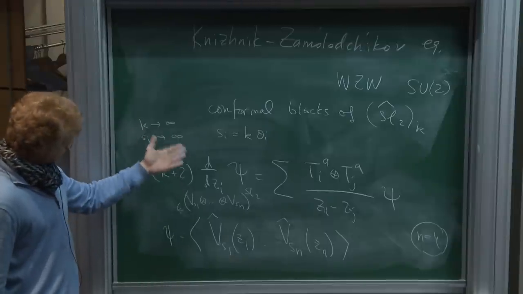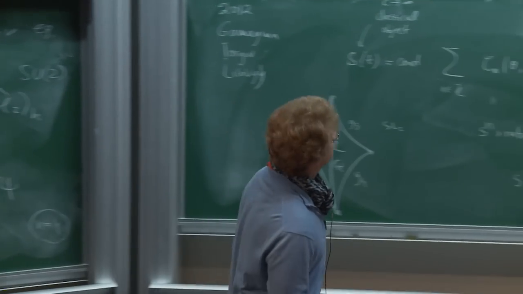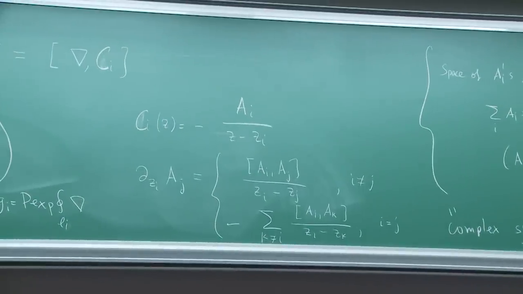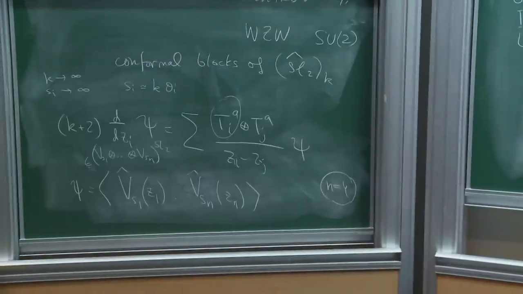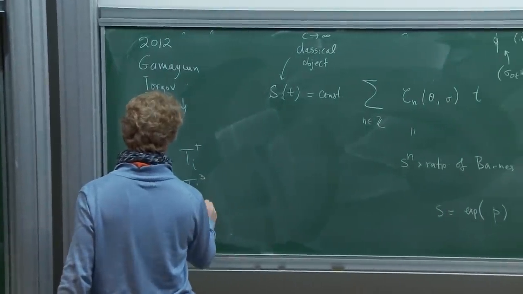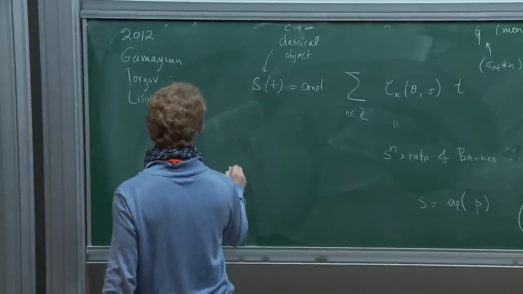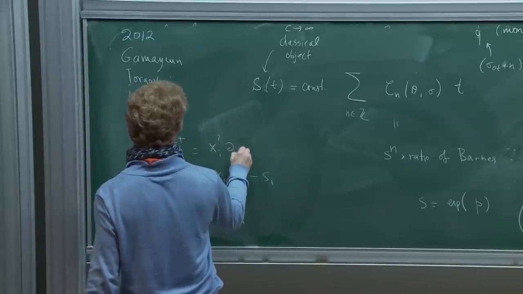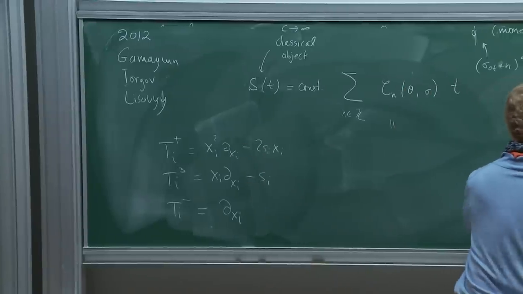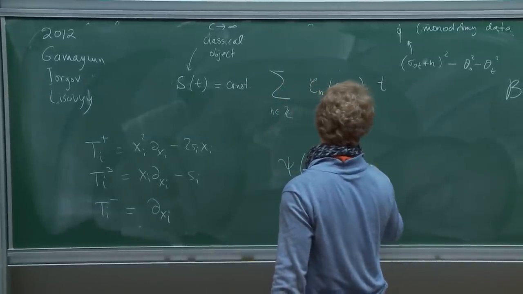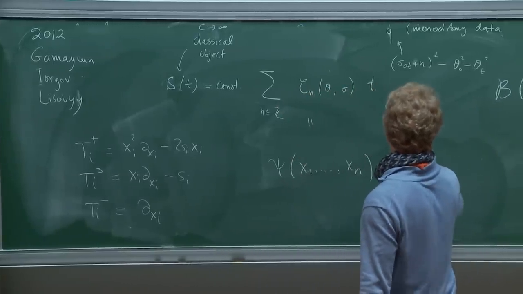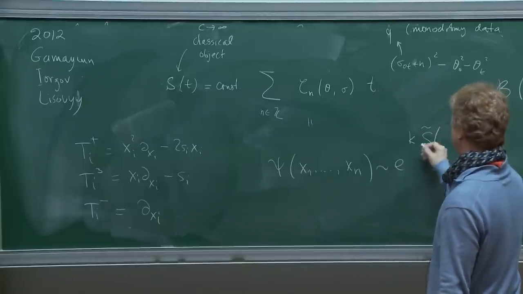And so in the limit, these equations will produce the Schlesinger system, where now these matrices A_i, the residues, are essentially the quasi-classical expression for the generators of SL2. So in other words, if you realize SL2 by differential operators, then psi will be some kind of function of n variables obeying a certain invariance condition. Then in the limit when k goes to infinity, this function will have the form, so it will exponentiate.